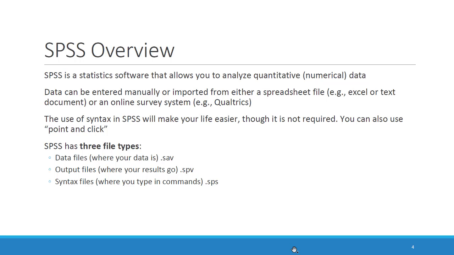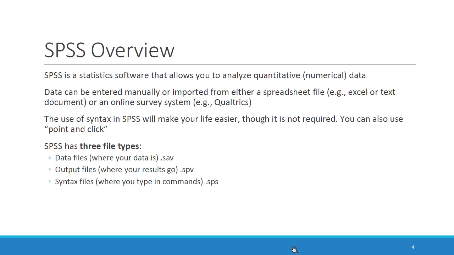One important thing to know is that SPSS has 3 file types. When you're working in SPSS and analyzing data, all 3 of these will be open, so it's important for you to know this so that you don't accidentally close out of files without saving them. So the first type of data file that you have is your actual data file. This is a .sav file. This is where your data is that you've typed in or that you've uploaded from Excel or from Qualtrics.